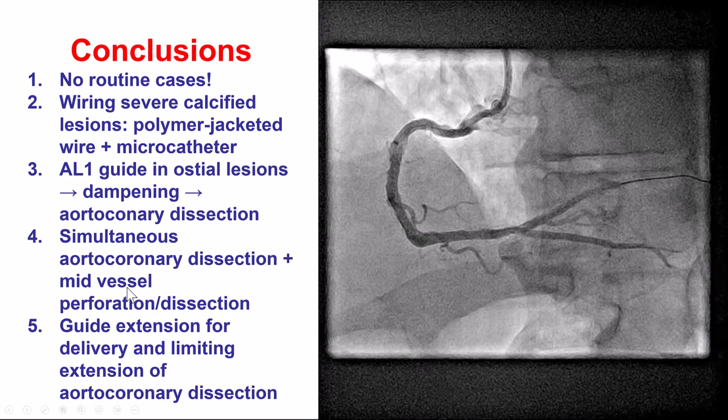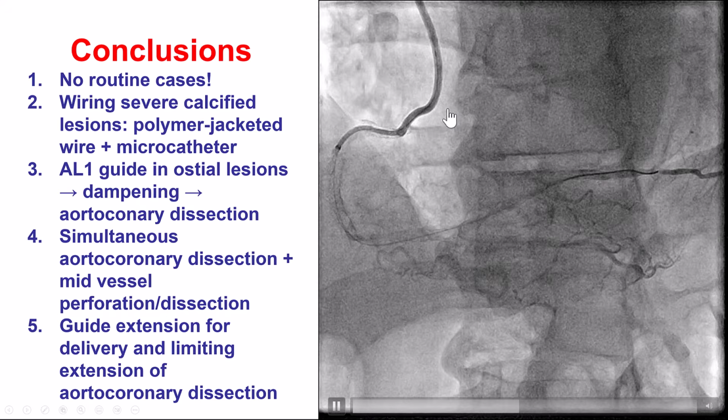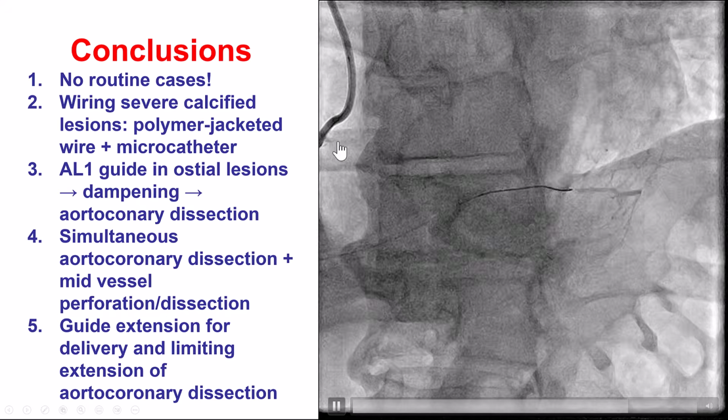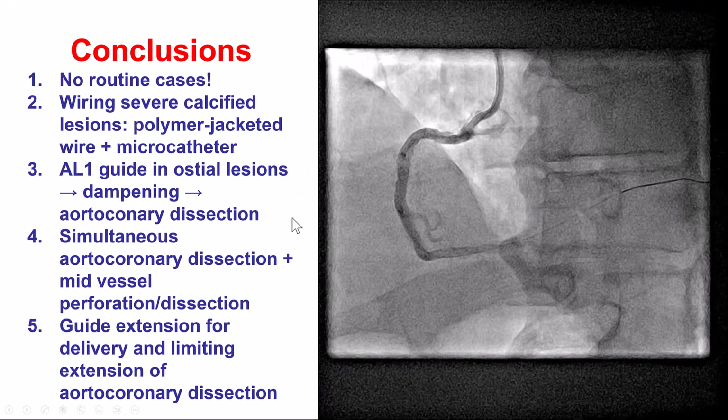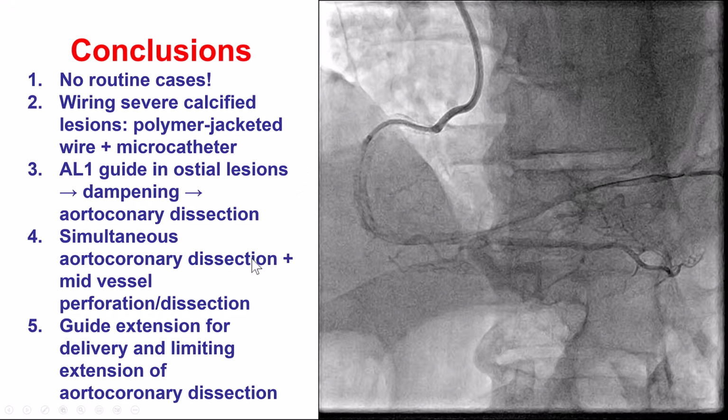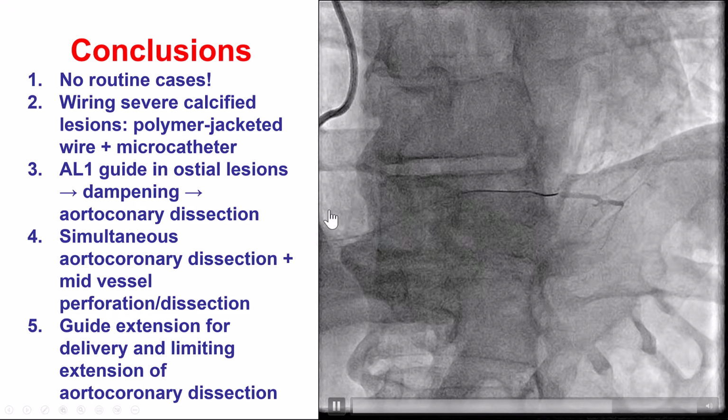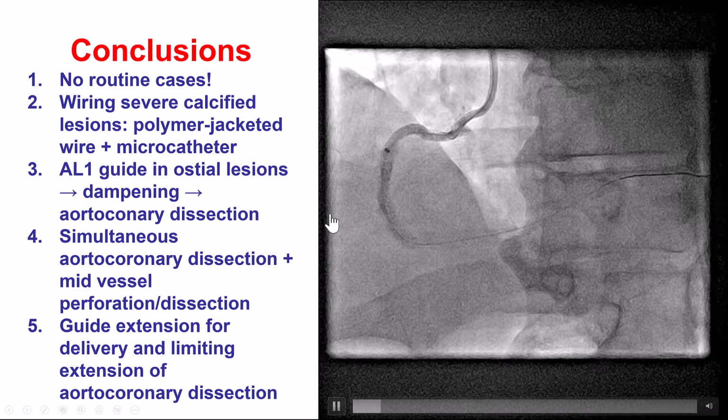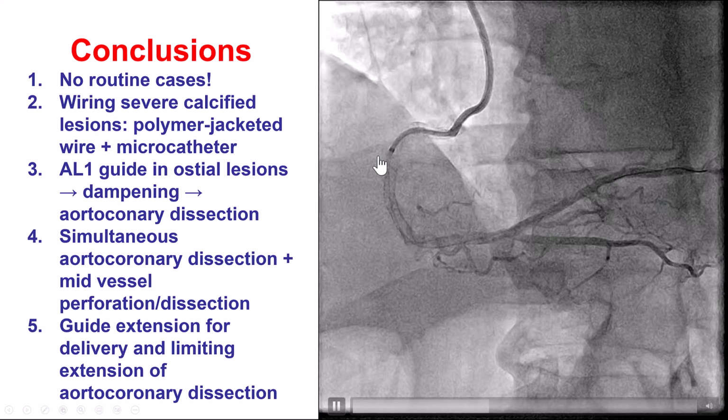The challenge was we were not sure if it was a perforation in the mid, an aorto-coronary dissection, but it turned out after stenting the mid-right coronary artery using a guide extension that the mid was a dissection that was successfully tacked up with a drug-eluting stent.